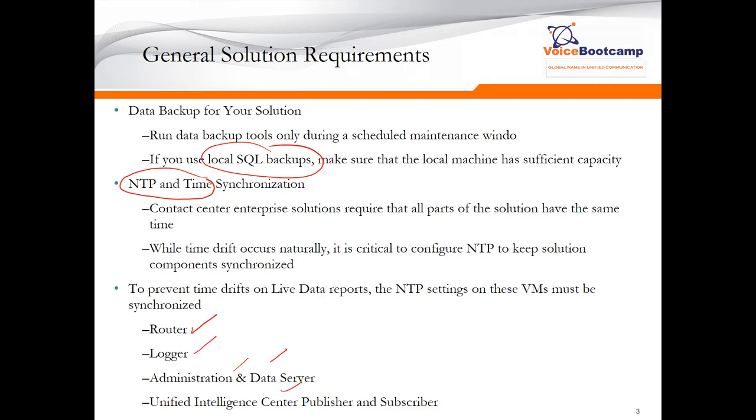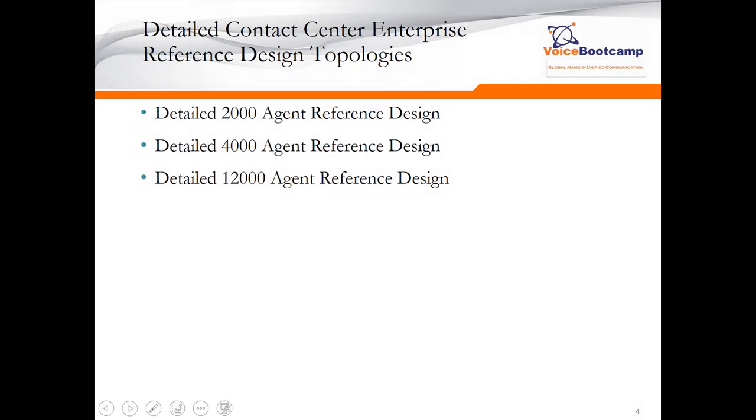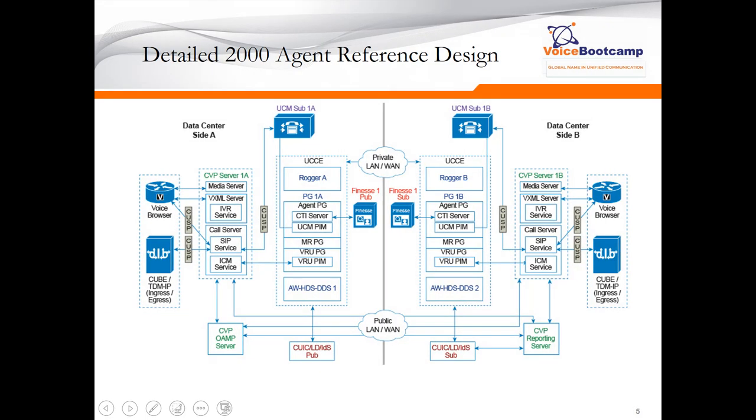Now, most likely you will already have this as part of your existing infrastructure. As far as the design is concerned, we're going to take a quick snapshot of the 2000, 4000, and 12000 agent design topologies. To design a detailed 2000 agent deployment, this is what the environment looks like.